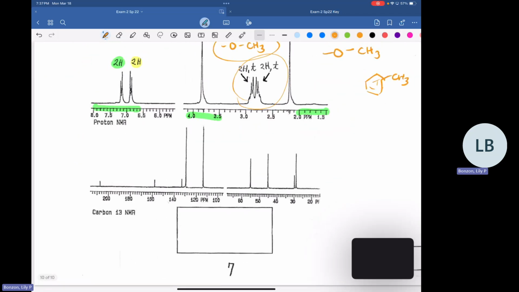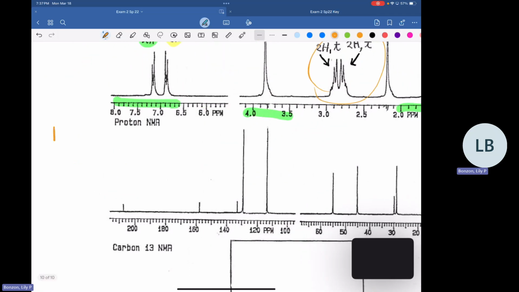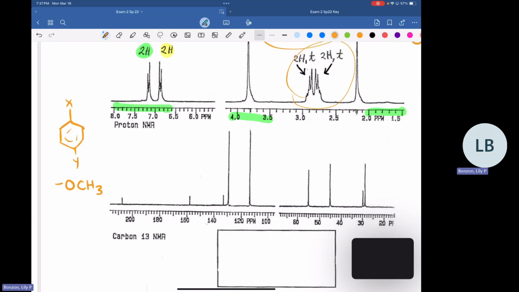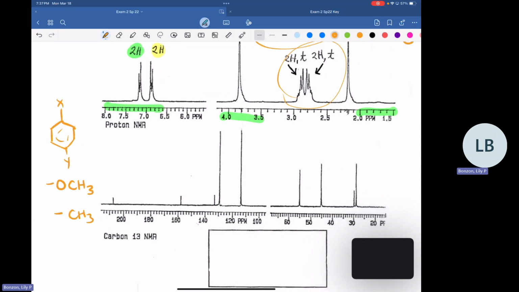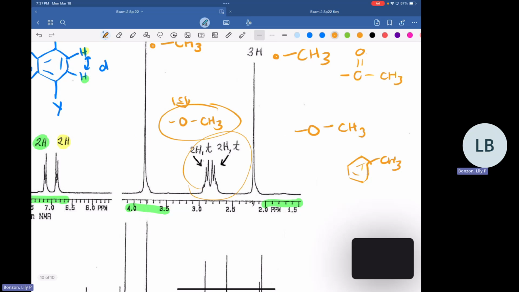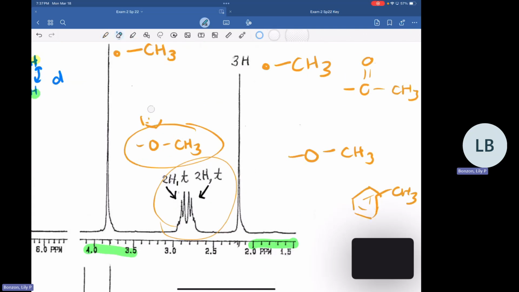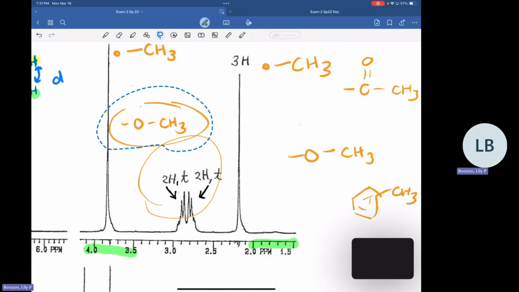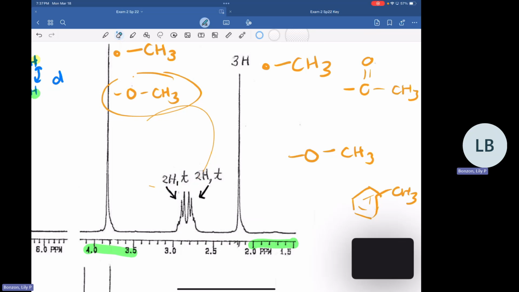Okay. So right now we've got a para-substituted benzene. We've got an ether. And we've got a CH3 that's connected to something. All right, going back to this peak in the middle. So we've got a 2H triplet, 2H triplet. All right, so our 2H is going to indicate that we have a CH2.